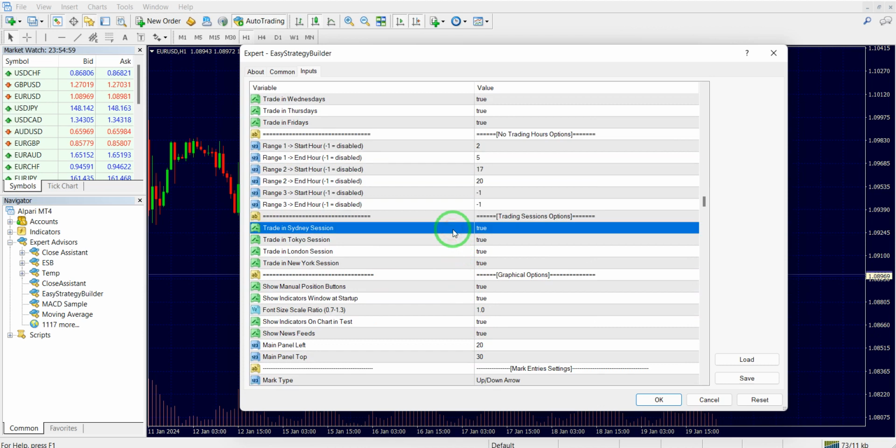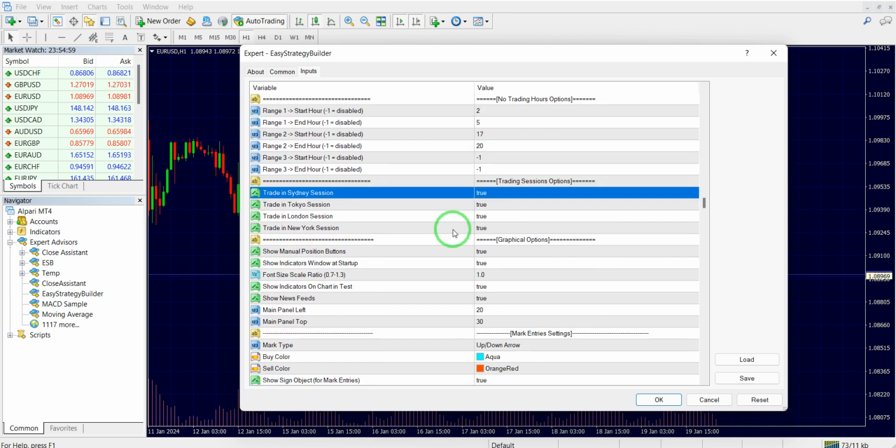You can tell the ESB in what sessions it should trade. In the forex market, we have different sessions like the Sydney session, Tokyo session, London, and New York. So you can tell the ESB in which session it should trade and in which session it shouldn't open any trades.